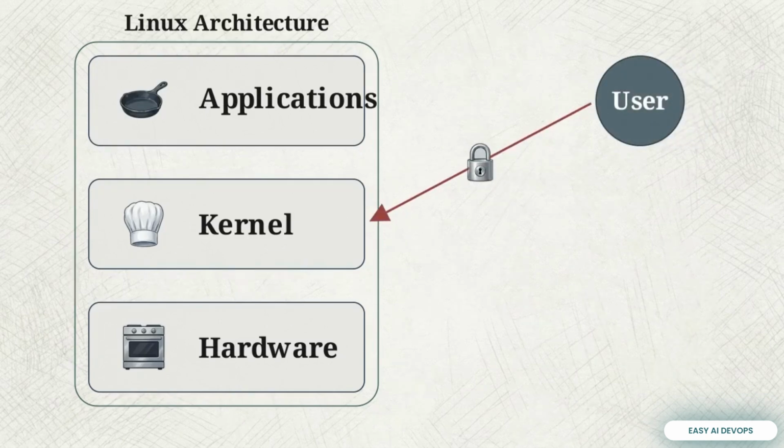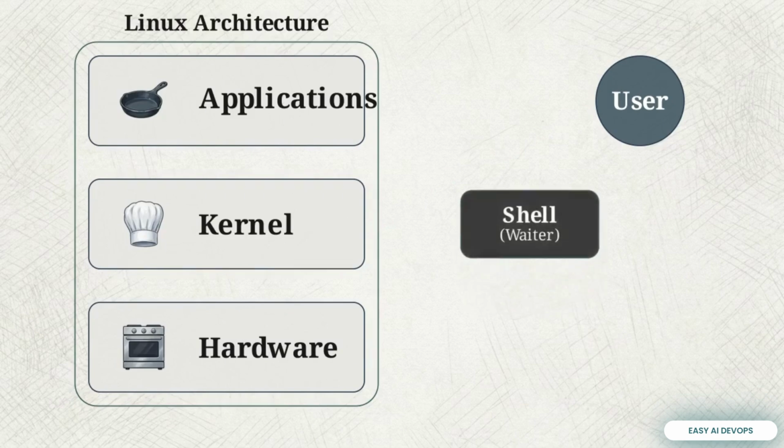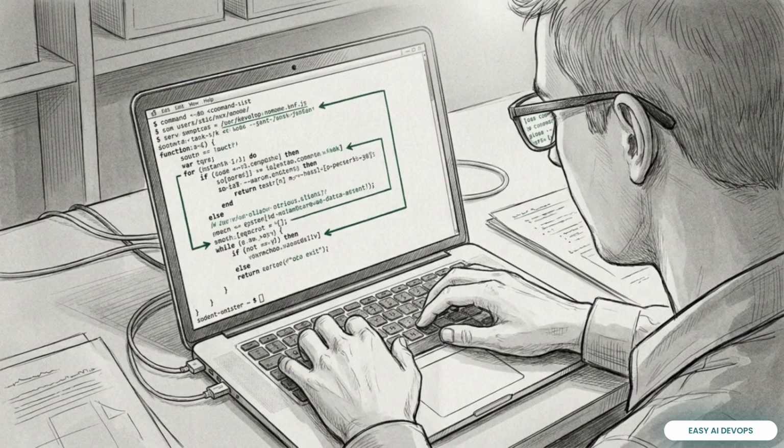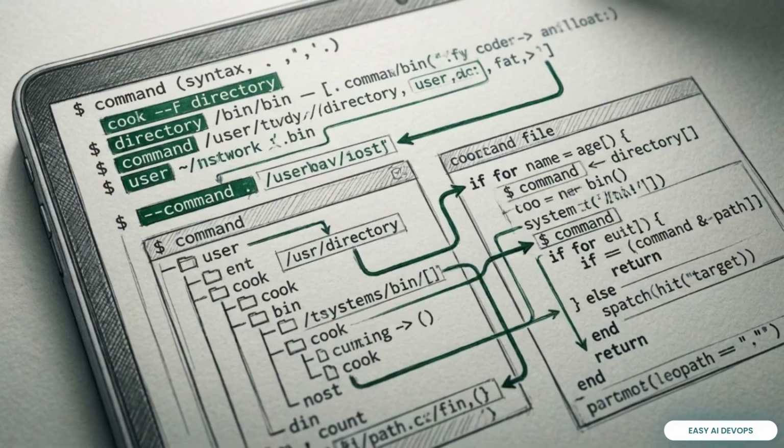But you, the user, don't talk directly to the chef or the cooks. You speak to the waiter, a text-based interface called the shell. You hand the shell your order, and it translates that request for the kernel. To manage this restaurant effectively, you have to learn how to communicate through that waiter. It's the primary way you'll reach the kitchen staff to see what's actually happening inside.